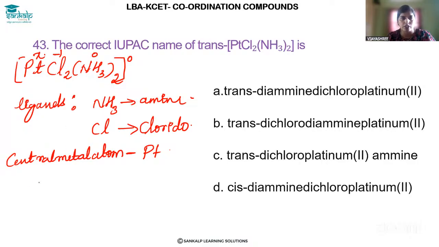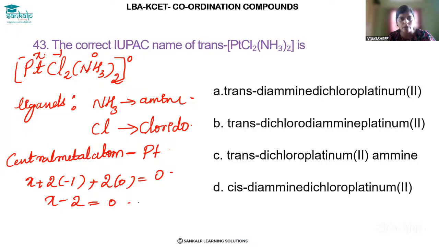Therefore, oxidation state of platinum is X. X plus, there are two chlorido ligands, so 2 into -1, plus there are two amine ligands, so 2 into 0, which is equal to 0. X minus 2 equal to 0 implies X equal to 2. So platinum is in +2 oxidation state.